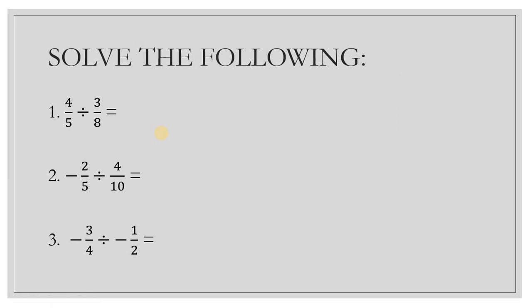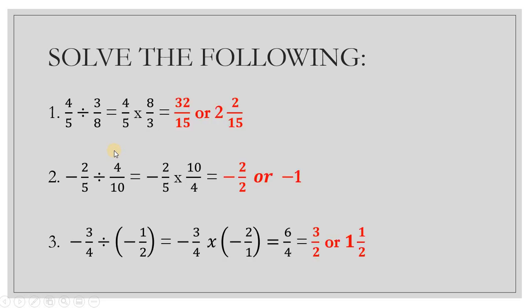Next. Now, solve the following. Ayan. So, again, you may pause this video, answer these items in your notebook, and then thereafter, check if you got the correct answers. So, for number 1, ang answer ay 32 over 15 or 2 and 2 over 15. So, yung improper fraction dito, ginawa ko lang mixed. And then, for number 2, the final answer is negative 1. Negative 2 over 2, negative 1.